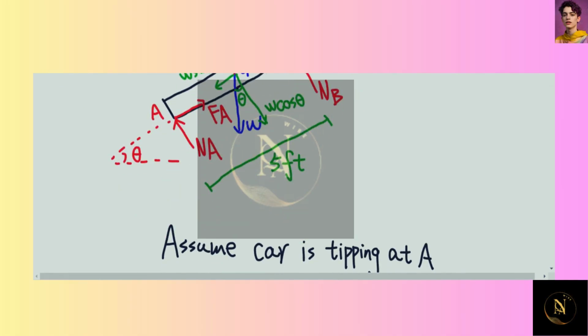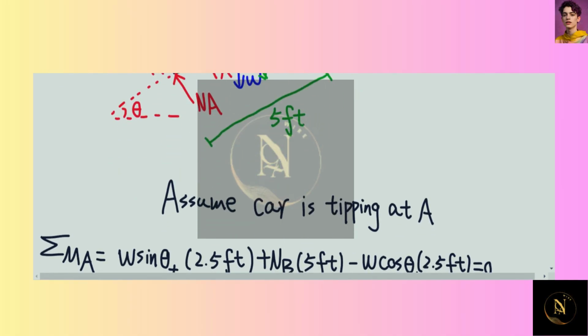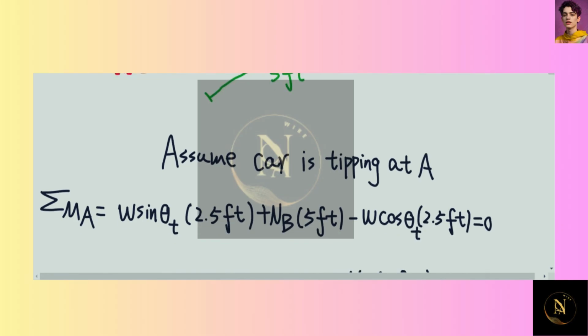Okay, so this is the force diagram for the car. Let's assume that the car is tipping at point A. This will give us the moment at point A: W sine theta T times 2.5 feet plus NB times 5 feet minus W cosine theta T times 2.5 feet is equal to 0.